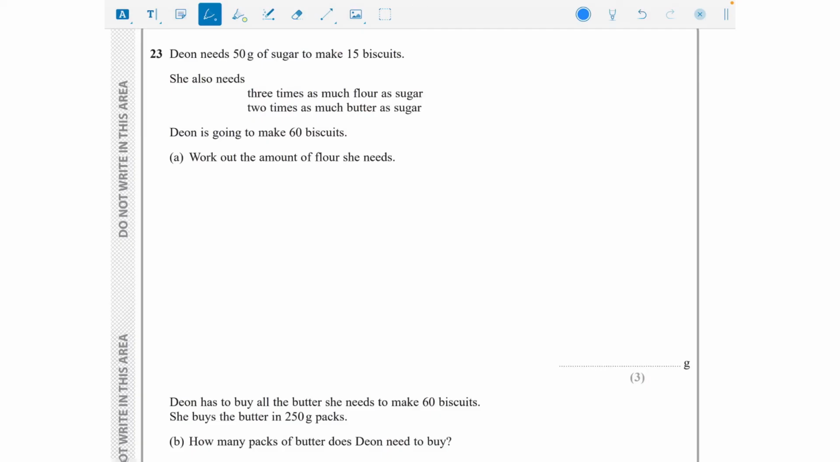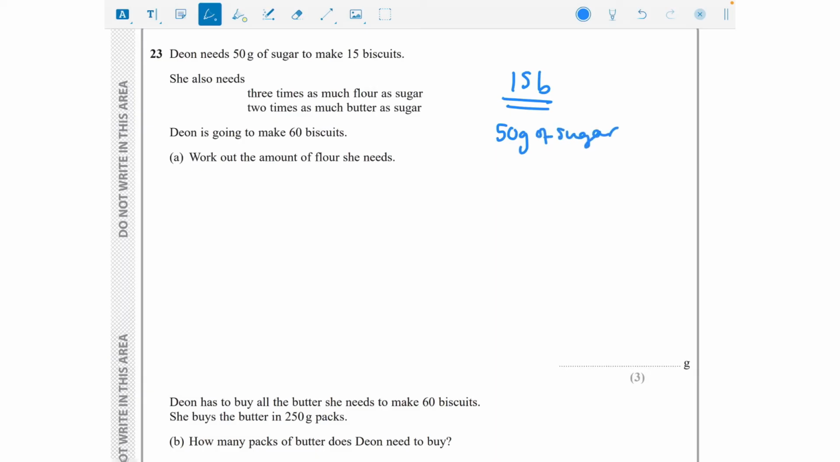Dion needs 50 grams of sugar to make 15 biscuits. She also needs 3 times as much flour as sugar and 2 times as much butter as sugar. Dion is going to make 60 biscuits. Work out the amount of flour that she needs. So to make 15 biscuits, let's put 15 biscuits here. She needs 50 grams of sugar.